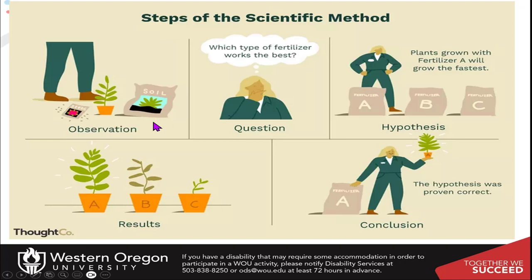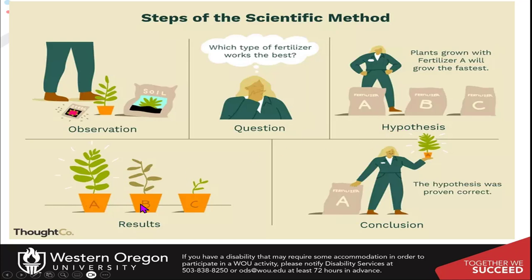So at the beginning here, right, you might make some observation, right? And you might say, which type of fertilizer works the best? And you might make a hypothesis. And you might say, plants grown with fertilizer A will grow the fastest. And maybe it's because that one had the most nitrogen, right? And so you say, okay, that's my hypothesis. The fertilizer with the most nitrogen is going to give the best plant growth.